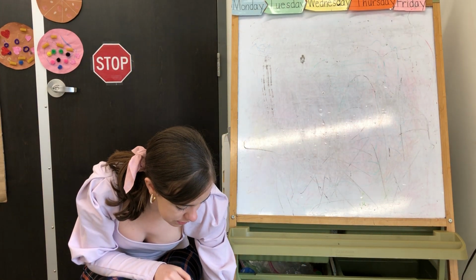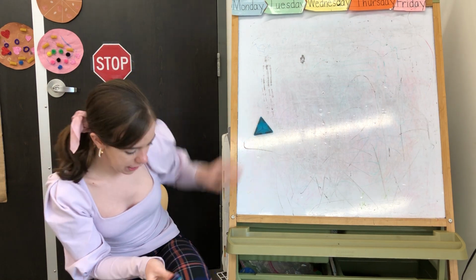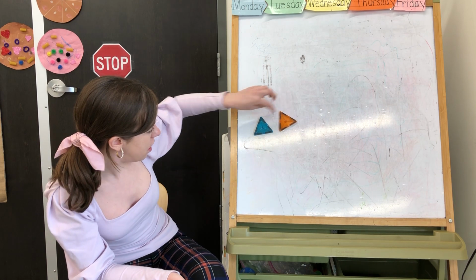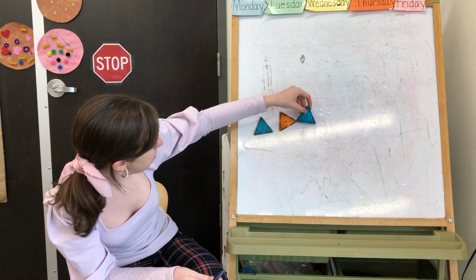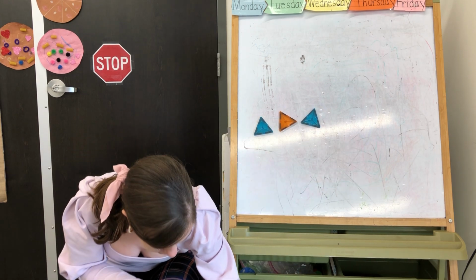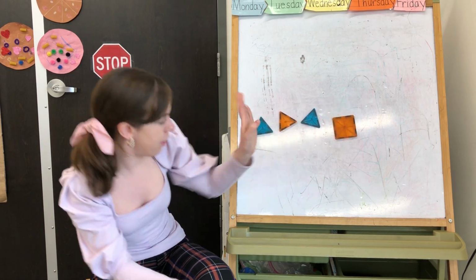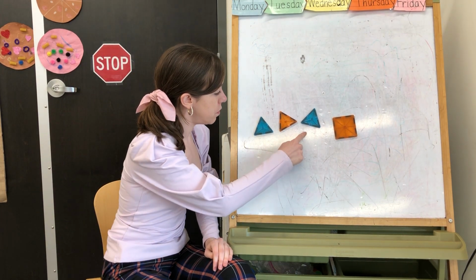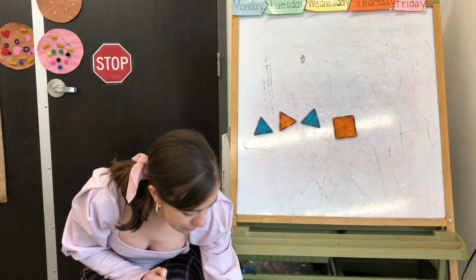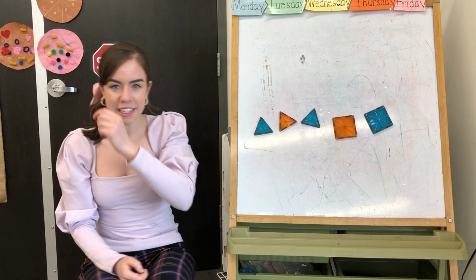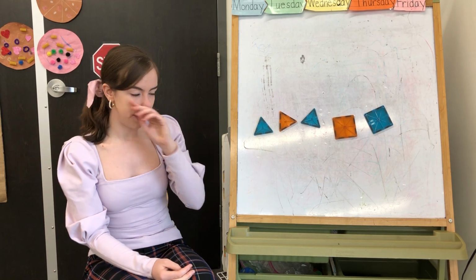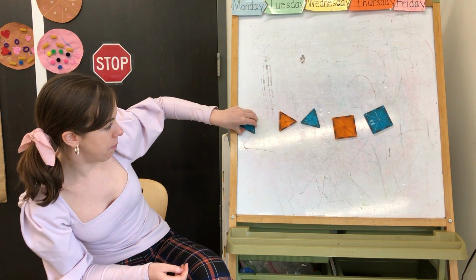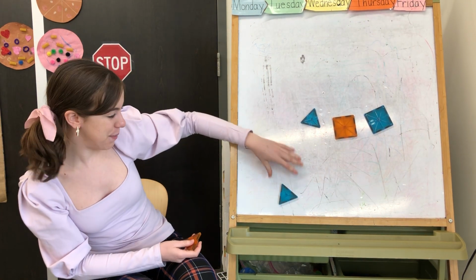So pay attention if you see me using colors. Let's see if I can think of one right now to show you. Maybe I would do blue, orange, and it doesn't matter what shape it is, it just matters that I get blue. So far I have blue, orange, what comes next? Blue. So I want you to try to figure out if I'm trying to do a shape pattern or a color pattern, and you can tell me what it is. I'm not gonna tell you at first, but then we can talk about it.